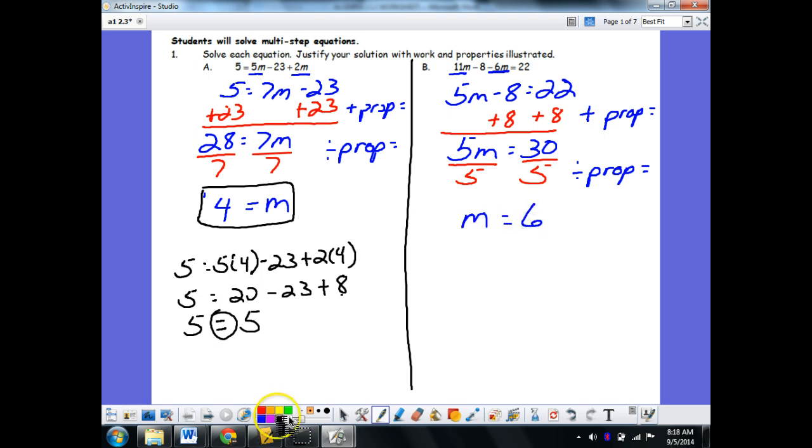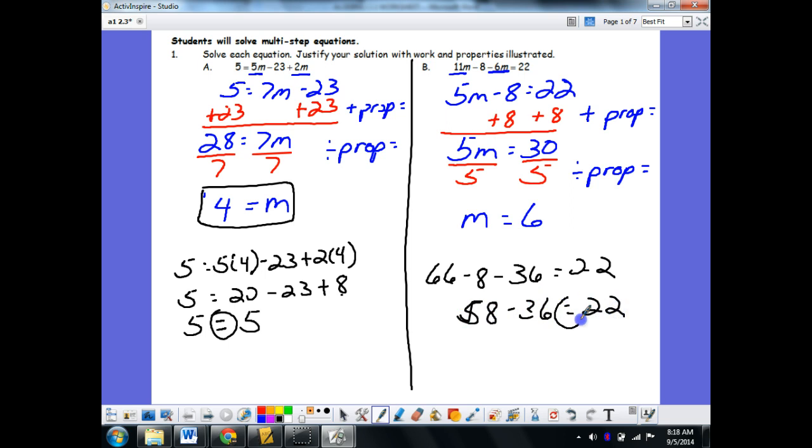And just a quick check. 11 times 6 is 66, minus 8 minus 6 times 6 is 36. Is that equal to 22? 66 minus 8 is 58. Minus 36 is in fact equal to 22. So then we know that that is our solution.